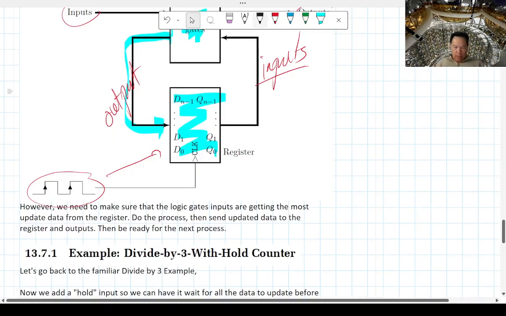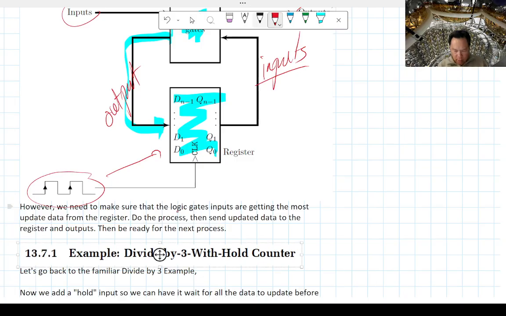Okay. So you want to make sure that the logic gate inputs are getting the most updated data from the register. So when you do the send update, you don't want to do things every clock cycle. Let's just say that, okay?